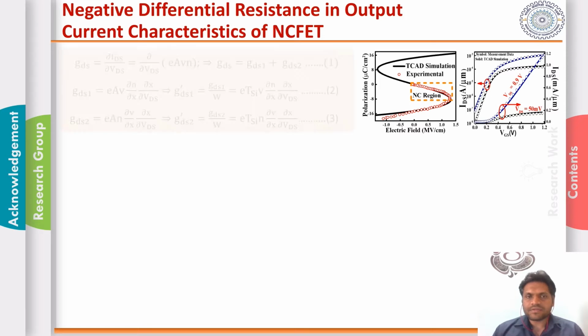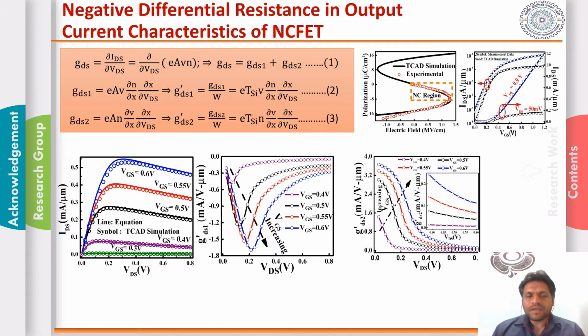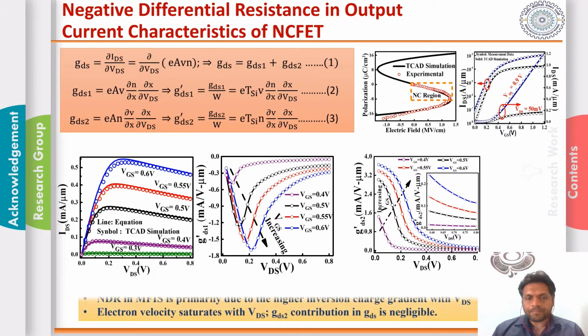Now, what is negative differential resistance? As we increase the drain voltage, my drain current decreases, and due to this, the slope of ID versus VD is negative, and this negative slope can be called negative differential conductance or negative differential resistance. This negative differential resistance can be subdivided into two factors: GDS1, which is dominated by the gradient of inversion charge with the VDS, and GDS2, which is dominated by the gradient of electron velocity with the VDS. But primarily, NDR in MFIS is dominated by the gradient of inversion charge with the VDS, since electron velocity saturates at higher VDS. The impact of NDR was also analyzed in previous work as well.